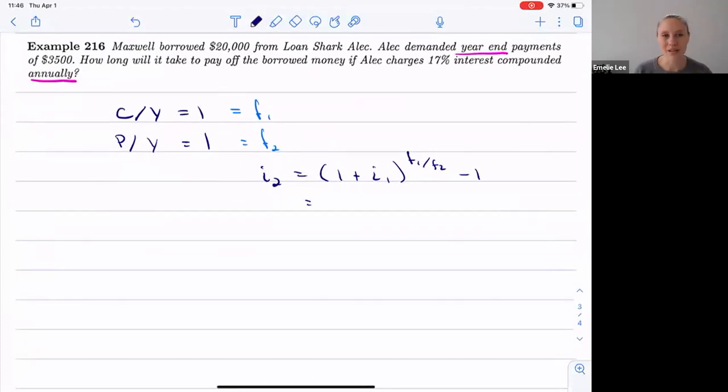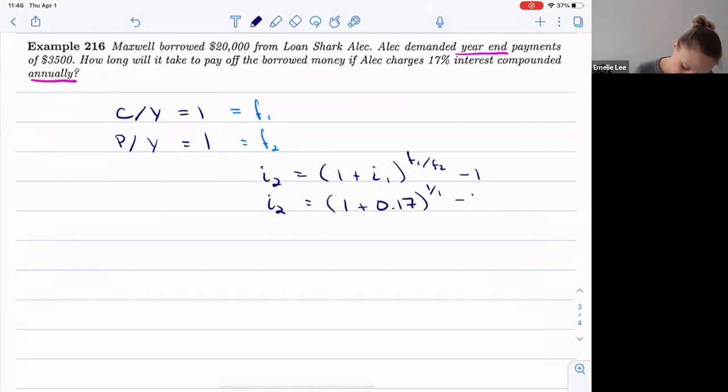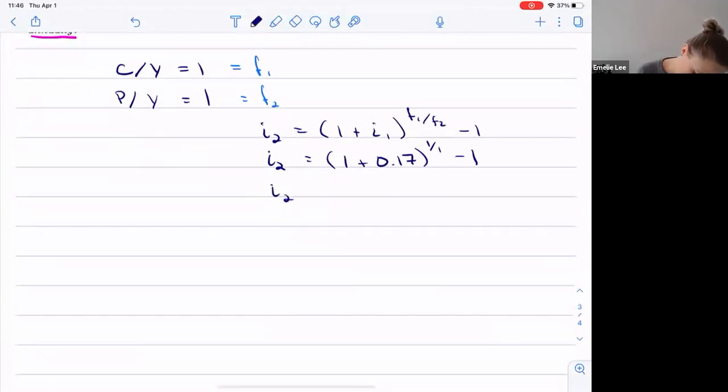You know what it is already. You're moving 0.17 to 0.17. Okay, fine, but let's just do it. 1 plus 0.17 to the power of 1 over 1, minus 1. 1.17 minus 1 is 0.17.